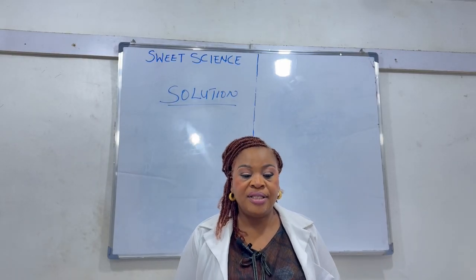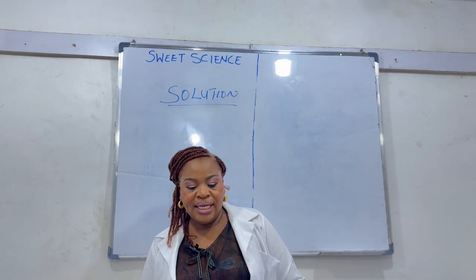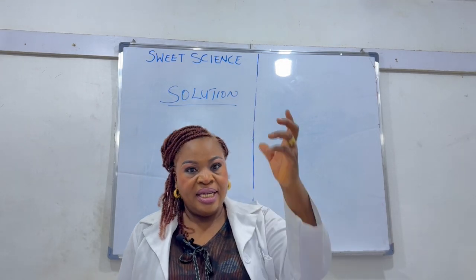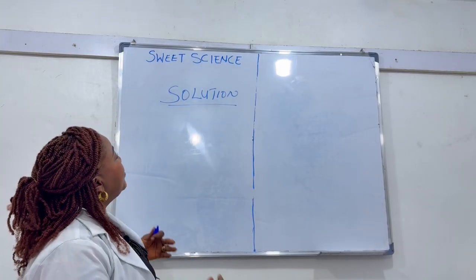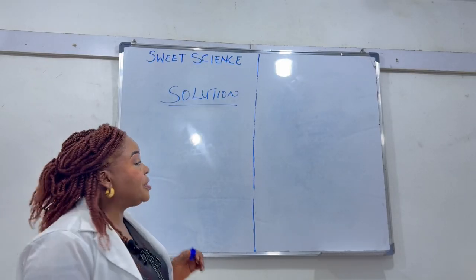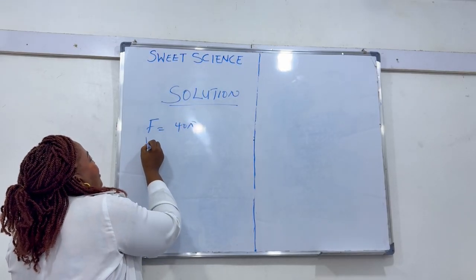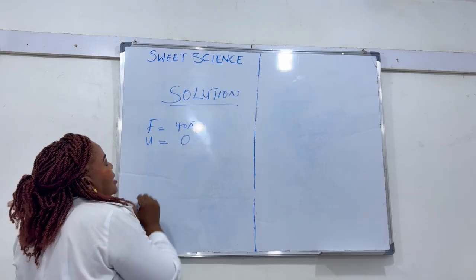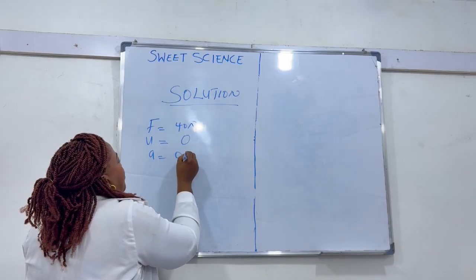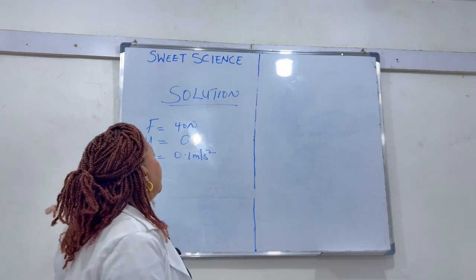Options are A, 8 joules, B, 10 joules, C, 32 joules, D, 160 joules. This is JAMB 1987. Let's go. First of all, we bring out all known parameters. All right, a constant force here is 40 newtons, and then initial velocity is 0, then acceleration is 0.1 meter per second squared, and then we have time 4 seconds.